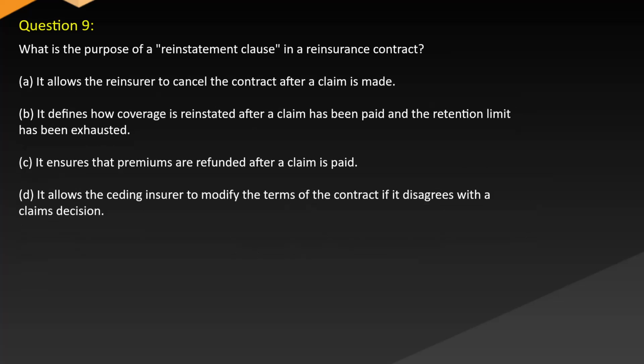Question 9. What is the purpose of a reinstatement clause in a reinsurance contract? A. It allows the reinsurer to cancel the contract after a claim is made. B. It defines how coverage is reinstated after a claim has been paid and the retention limit has been exhausted. C. It ensures that premiums are refunded after a claim is paid. D. It allows the ceding insurer to modify the terms of the contract if it disagrees with a claims decision.